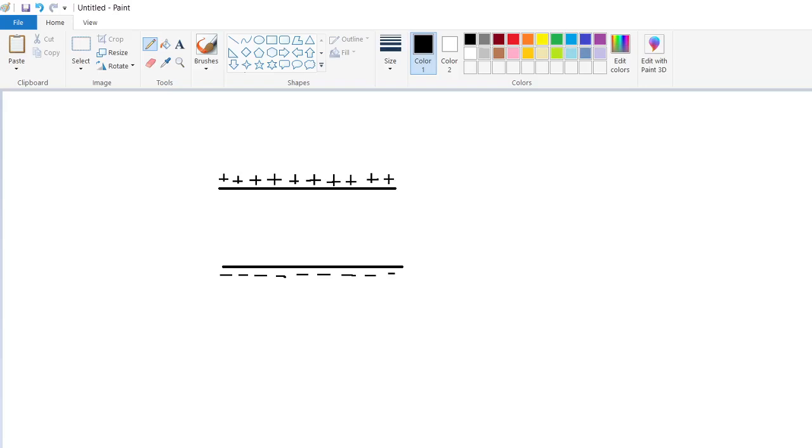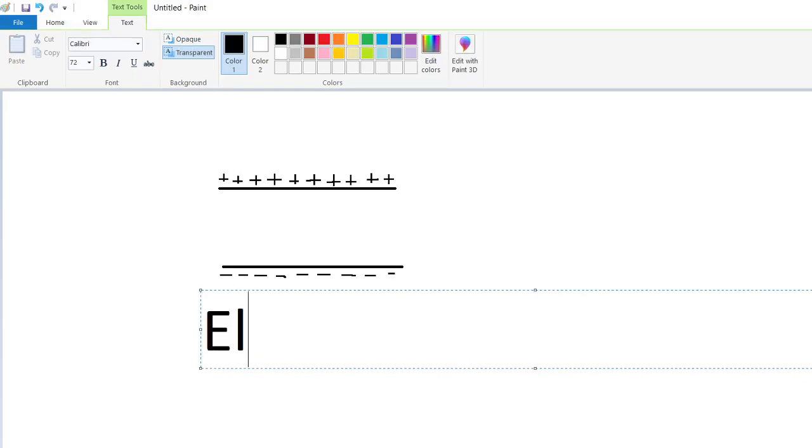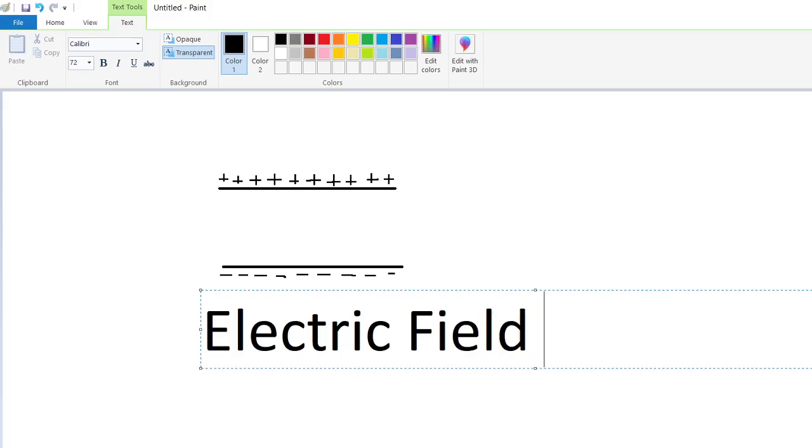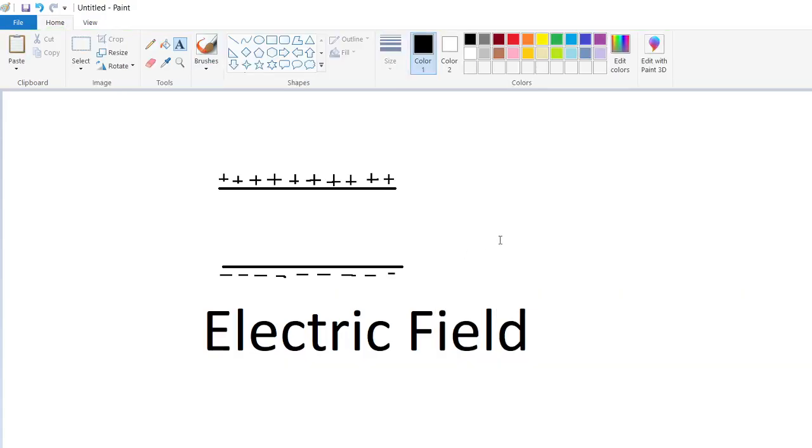So I went ahead and made what would represent our electric field. Let's make a note of this so you guys can know. It's going to be an electric field. Give me a second. So our electric field will have two plates, a positive plate and a negative plate.